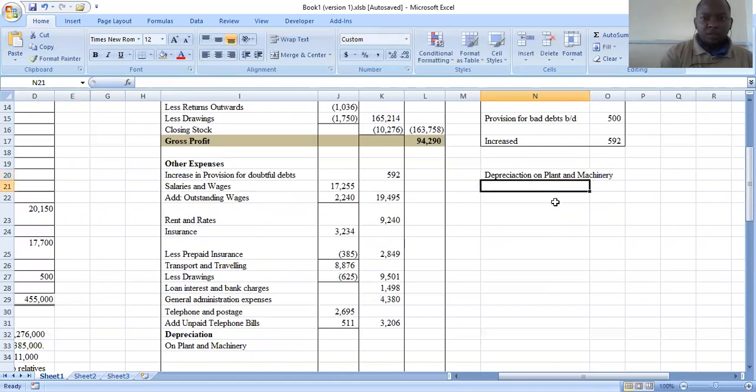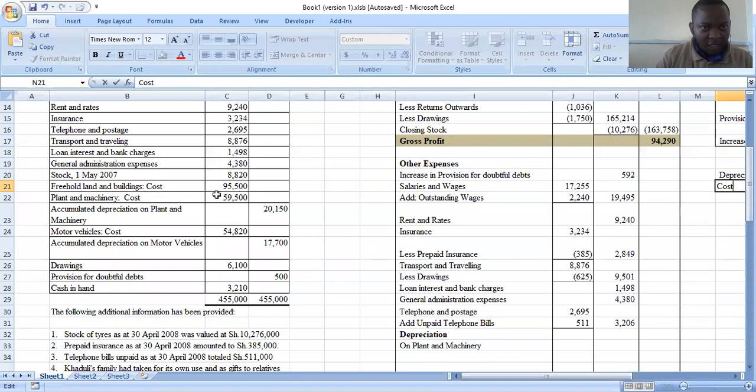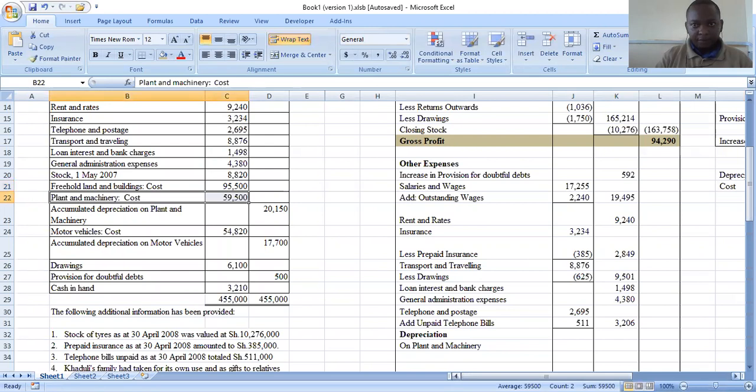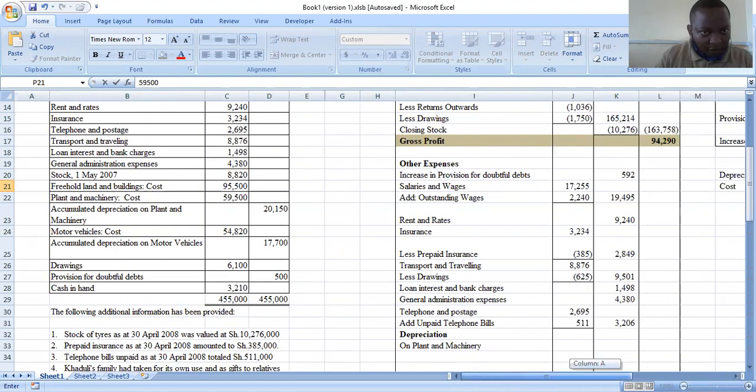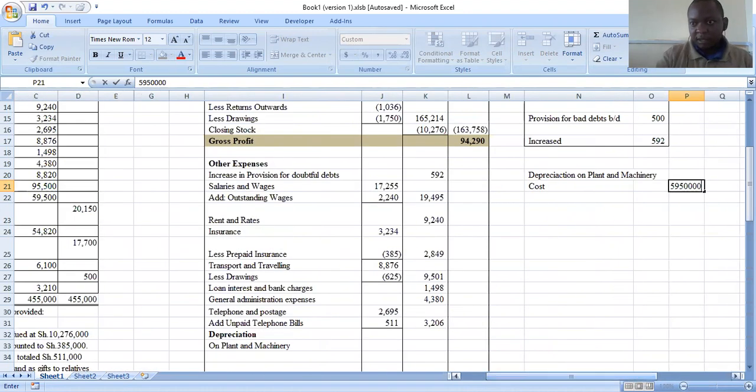We have the cost, and the depreciation on plant and machinery is on reducing balance basis. So the reduced balance will be equal to the acquisition cost of the asset, which in this case for plant and machinery is 59,500. Sio tunaona kila mtu anaona hiyo? So it's 59,500. Yeah, ni ngapi? 59,500,000.